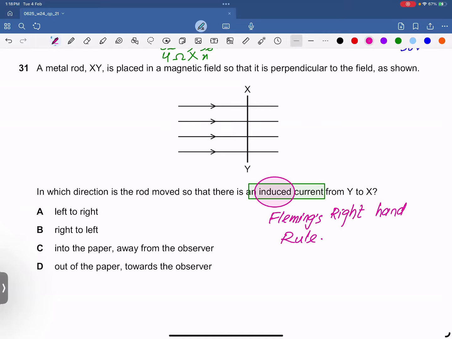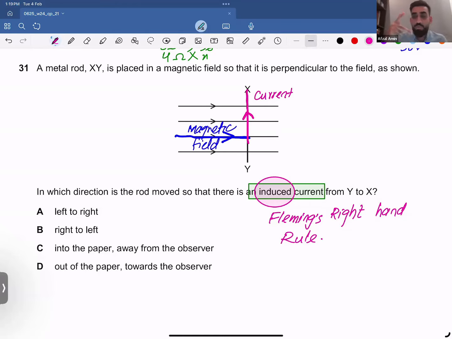Current is Y to X. Y to X is the current. The magnetic field is this way. I will just use a thick color for the magnetic field. And here is the current. And now let's apply Fleming's right hand rule. See here, my dear students. Fleming's right hand rule, I mean.